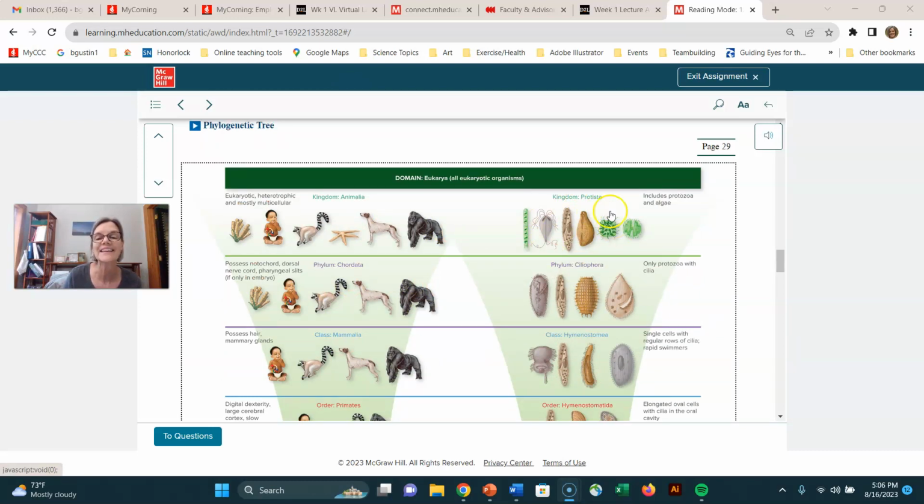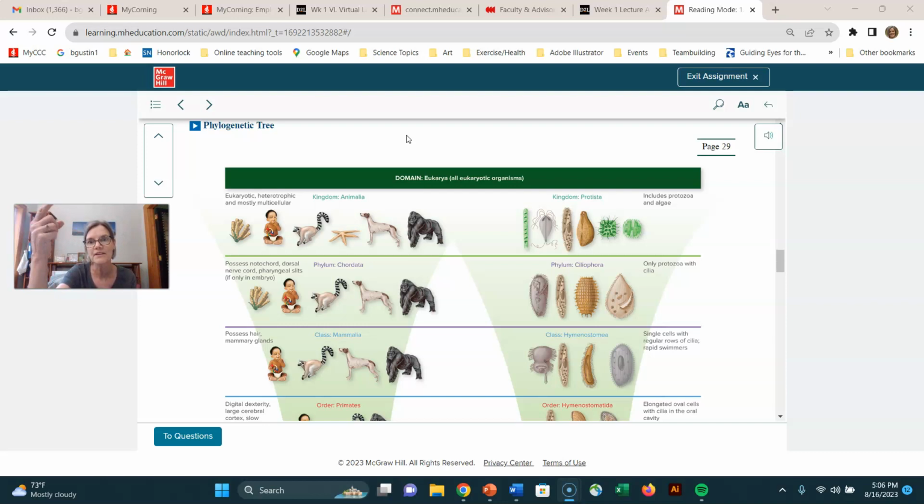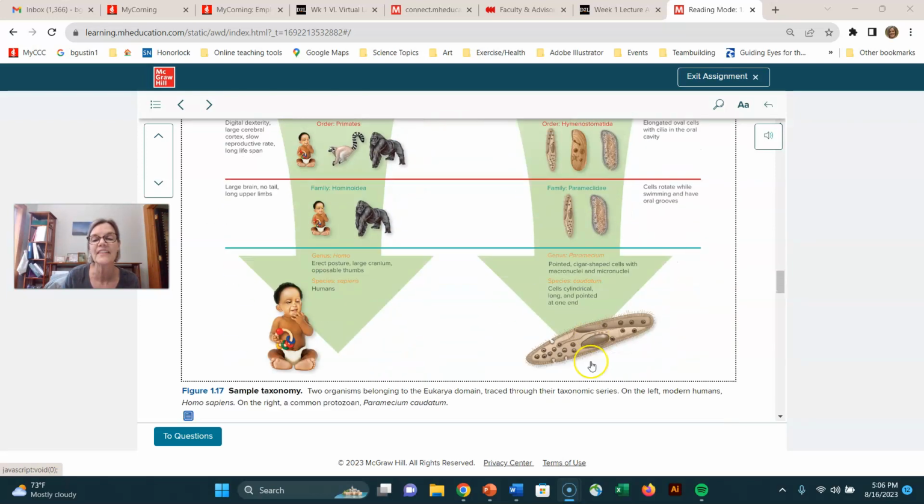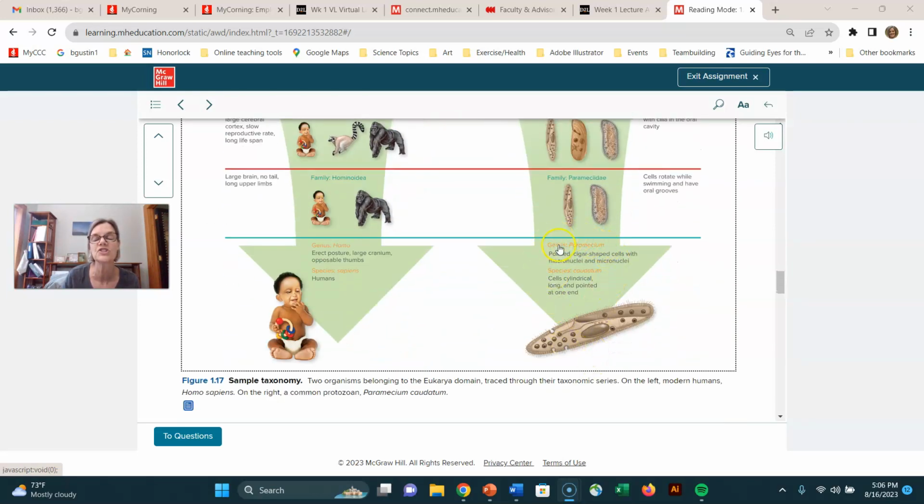And we have the kingdoms. Oh, remember, we actually started with domains. We had 3 domains that we talked about in section 1.1. See if you remember what they are. Bacteria, archaea, and eukarya. And here are some organisms within the domain eukarya. We have kingdoms, phyla, class, order, family, and then down here is where you get the scientific name, the genus and the species.